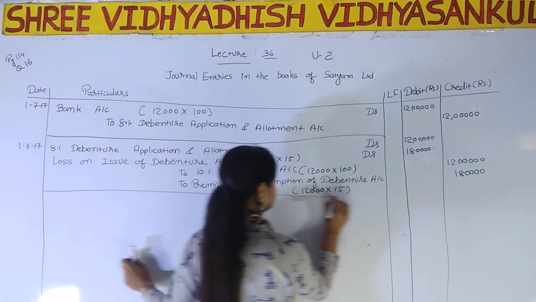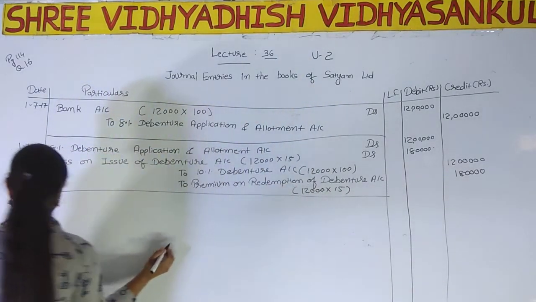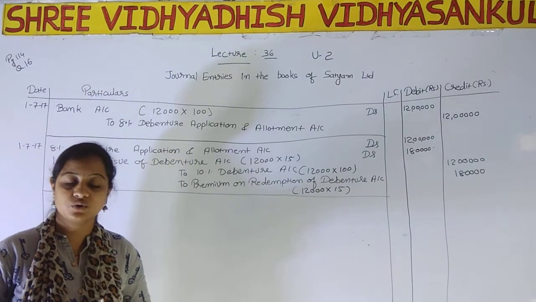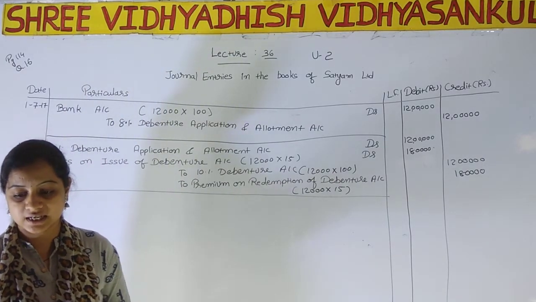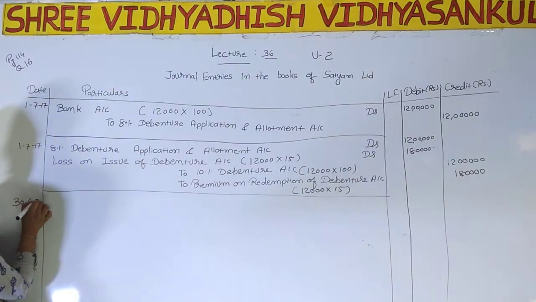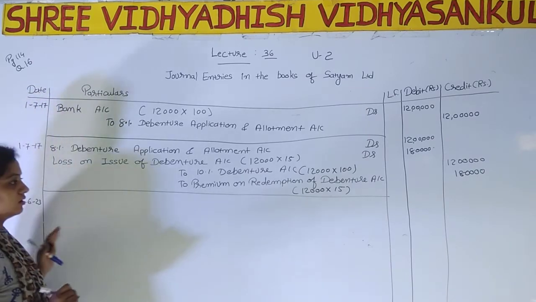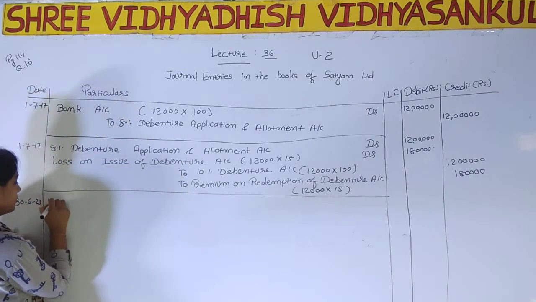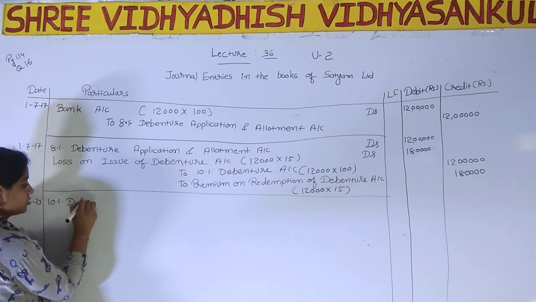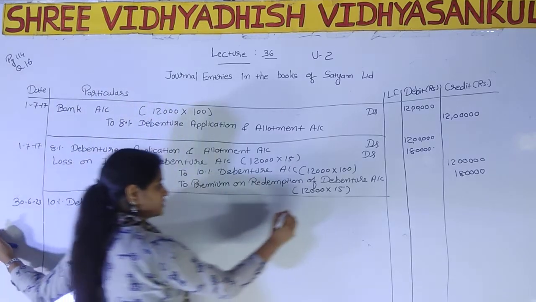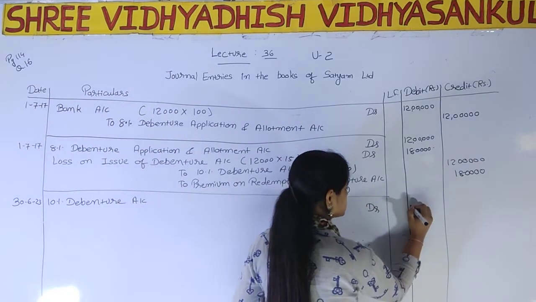Underline. Leave one line, then the next one will be for redemption. So in that entry we have to write the redemption date, and that is 36/23. The entry will be, this to account will be debited here. So 10% debenture account debit, the amount is 12 lakh.